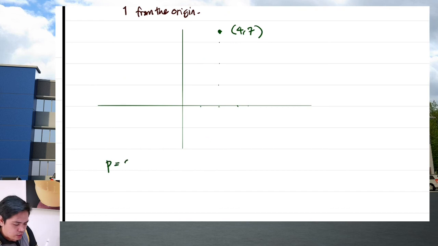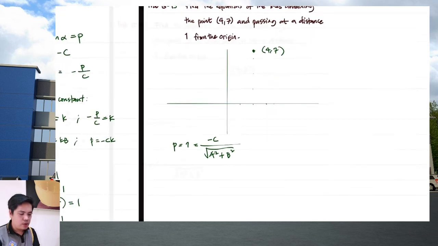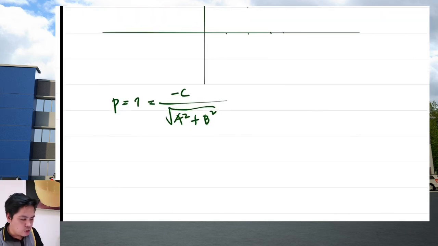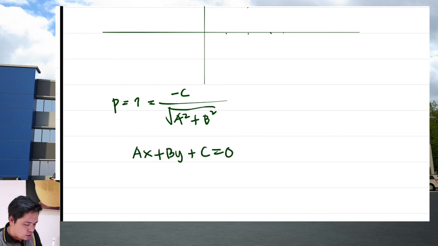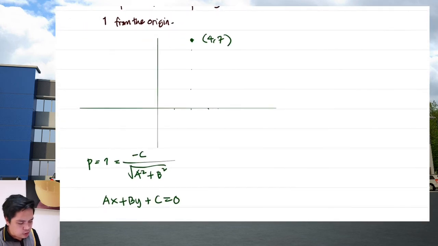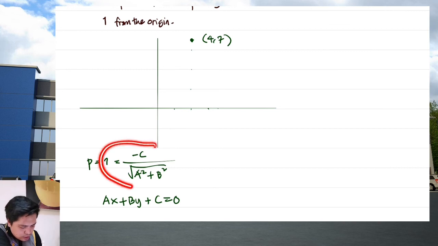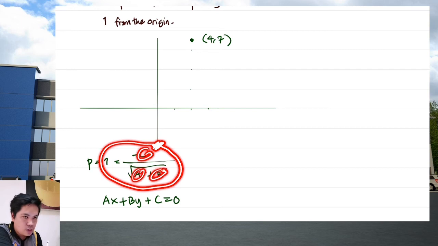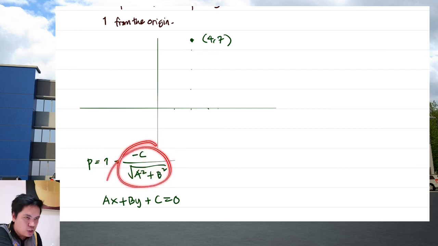So, P is equal to 1, which is equal to negative C over the square root of A squared plus B squared. Now, we know that the general equation of a line is AX plus BY plus C equals 0. So, what other condition or equation of a line can we use to create another solution? Because looking at this, we still don't have the values of C, A, and B.